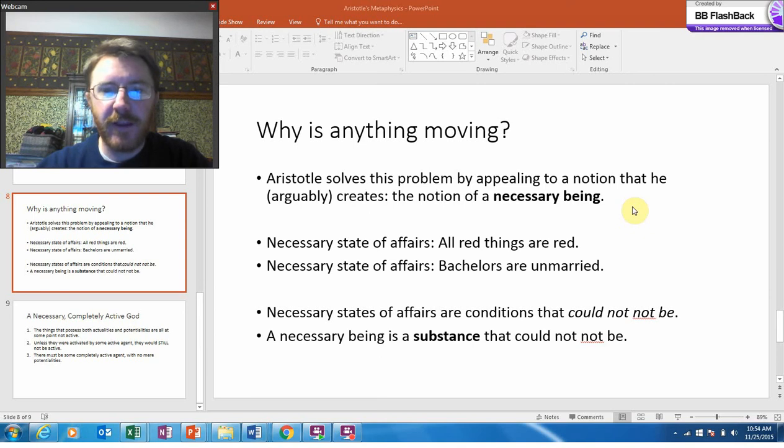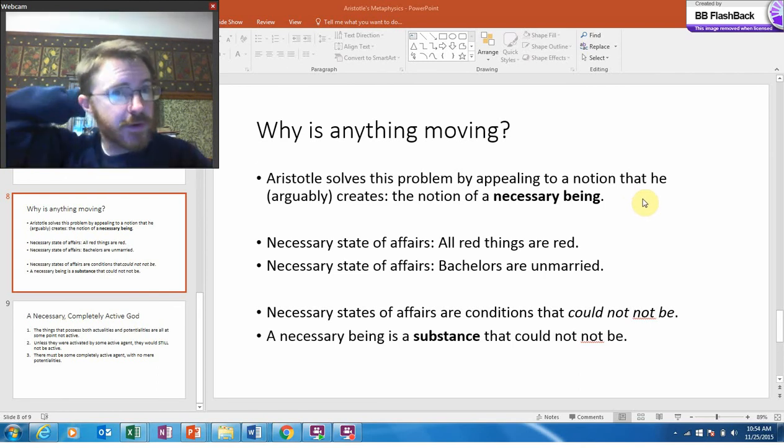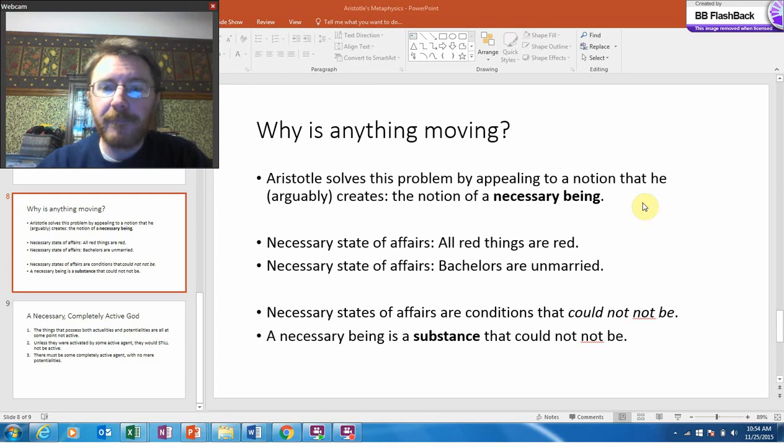A necessary state of affairs is a set of conditions that could not be otherwise. That is, in all possible worlds, as it were, this state of affairs holds. So you might say that red is necessarily a color. You can't imagine red being what it is without being a color. The notion of a necessary being is the notion of a substance that could not fail to be. Okay, that it's unimaginable and impossible for this substance not to exist.